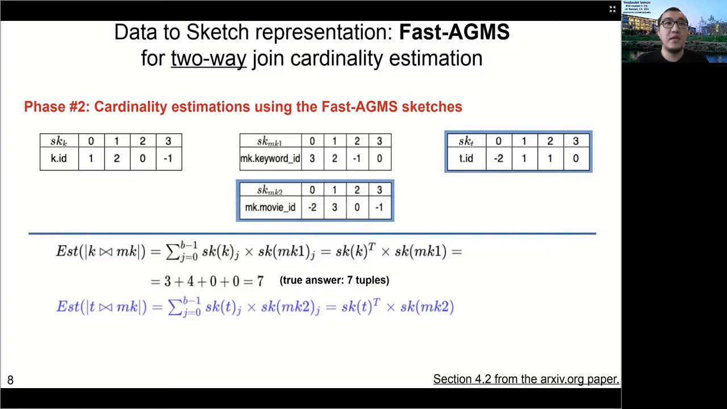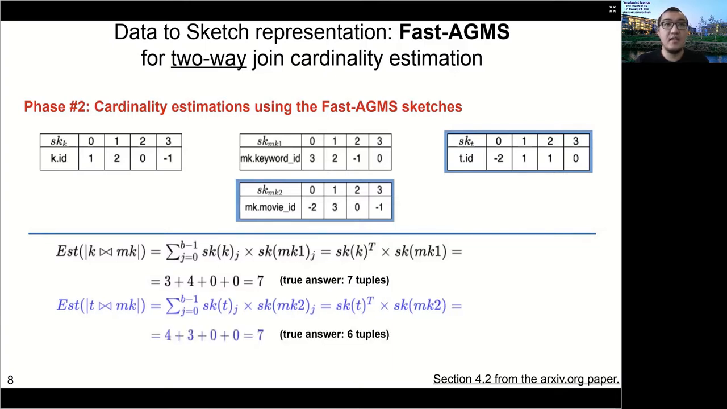Respectively, to estimate the two-way join between T and MK, we use the same estimation function. And as a result, Compass estimates the join cardinality between T and MK as 7, where the true result is 6. Let's now consider a three-way join scenario.